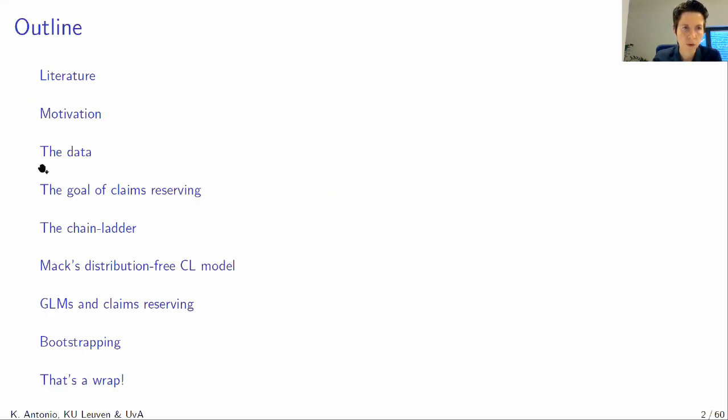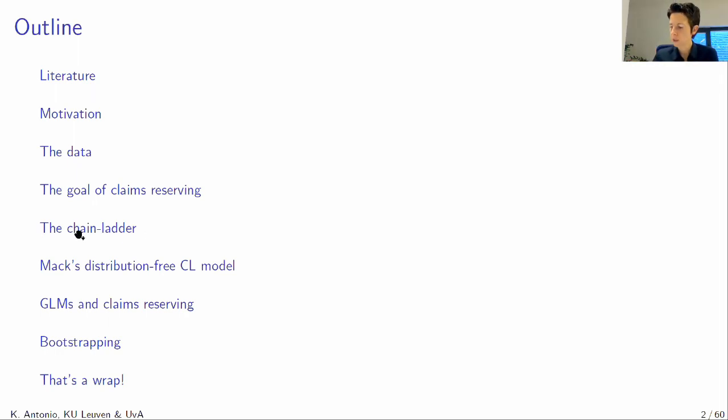Here is the outline for today. In the first, let's say, 4 blocks, I'm going to discuss the basic principles. So why do we do claims reserving? What kind of terms or what is there to know about the foundations? And then we'll dive into a very classic technique to estimate claims reserves. That's the chain ladder technique.